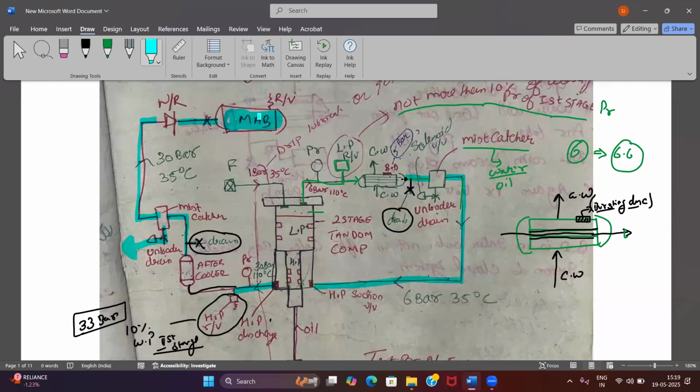Agree? Yes, sir. So the after cooler is entirely for your main air bottle. The intercooler is for the performance of your compressor. Is this point understood? Yes, sir.